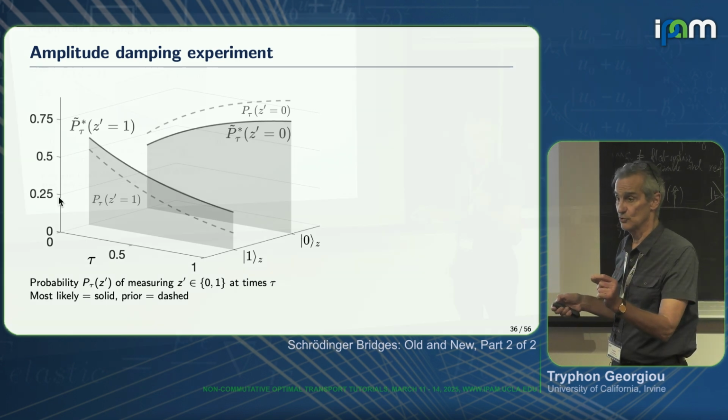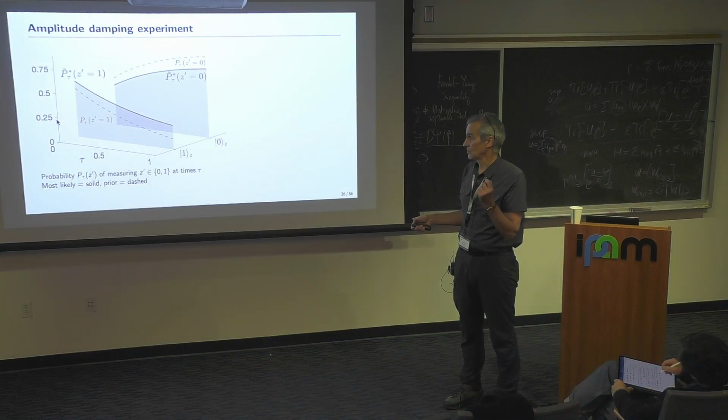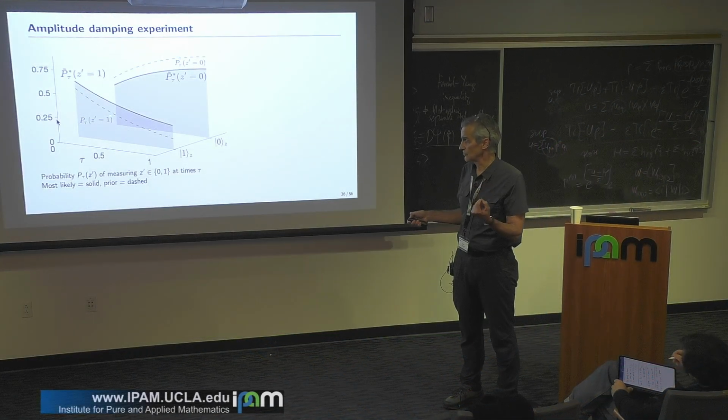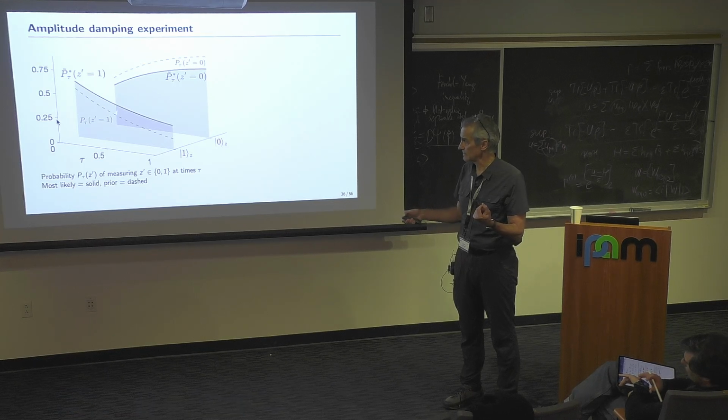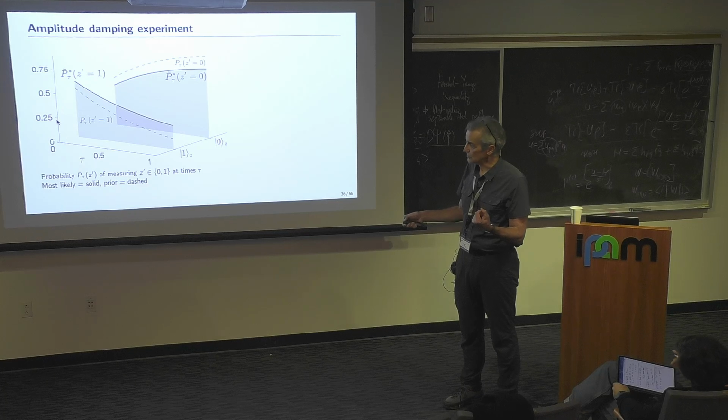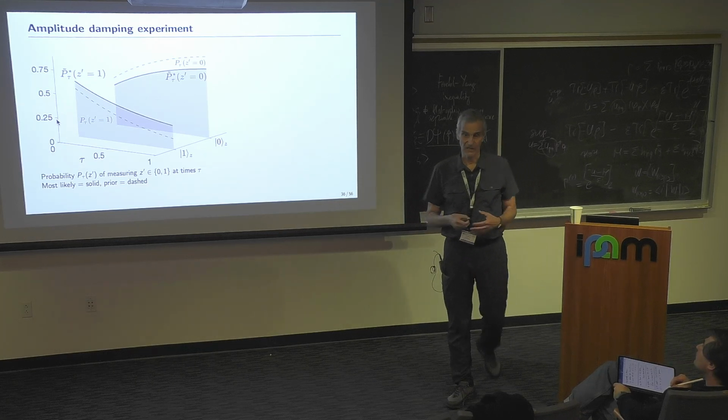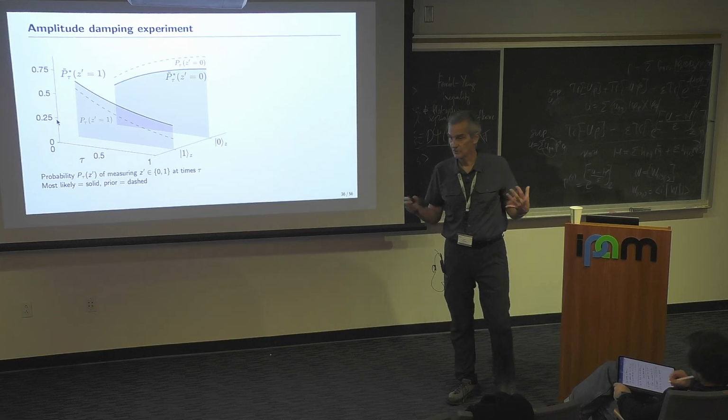This is a one-time measurement. So if you specify the t and you make a one-time measurement, the probability that you're going to get z prime equal to 1 or z prime equal to 0 is given by the dashed line, and that's the prior. And the posterior is here, because the assistant reported to us marginals. So it's just a correction.